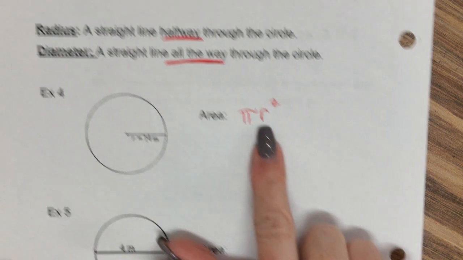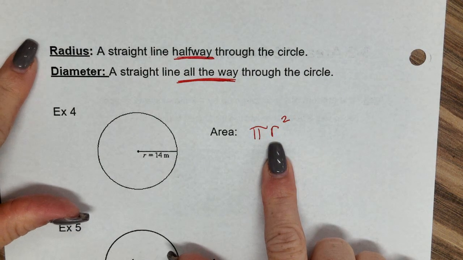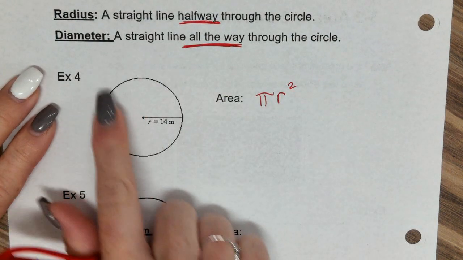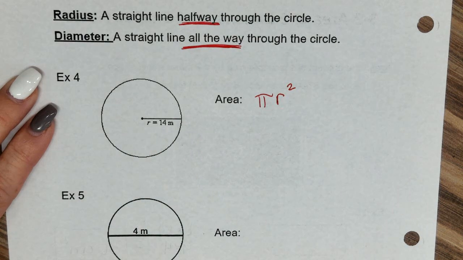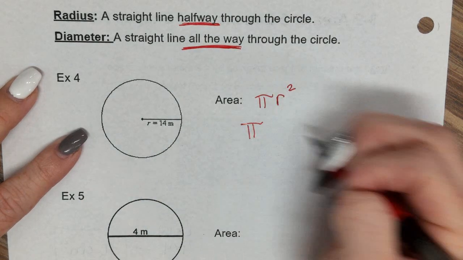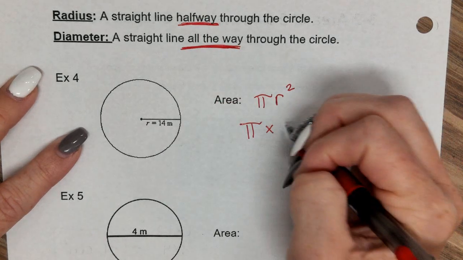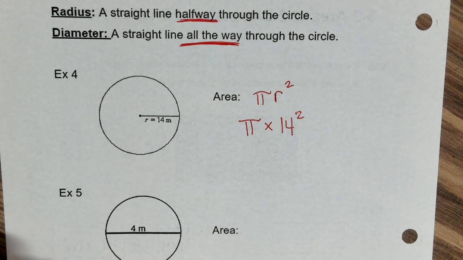Okay, what is r? What do y'all think? Radius. So we need halfway through the circle. So everybody look at the circle. Is this halfway through? Yes. So you're simply going to do pi times, what's the radius? 14 squared. And that's it. And the calculator will do all the work for you. And you're not going to write the whole answer.